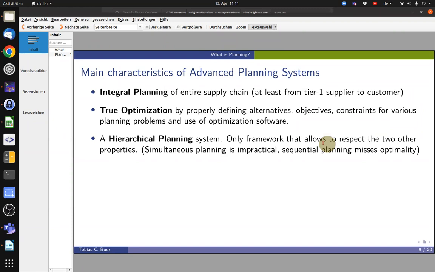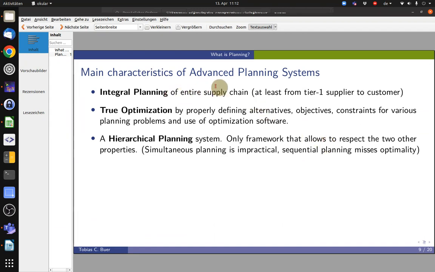Now, the title of this slide set is called Advanced Planning in Supply Chains. Now, this term advanced planning, this is a term coming from the supply chain context. Now, what is special about advanced planning? What is special about this approach of advanced planning?